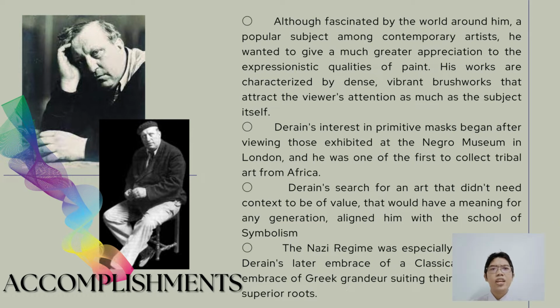It is likely that he was responsible for the interest in primitive elements espoused by Cubist artists such as Picasso and Braque. Derain was briefly interested in Cubist stylistic movements himself, but his stylistic exploration of it was very brief. In addition, Derain searched for an art that didn't need context to be of value, that would have a meaning for any generation, aligned him with the school of symbolism.